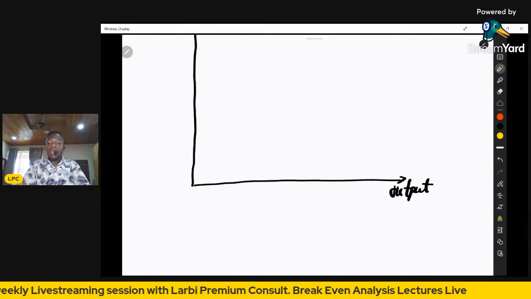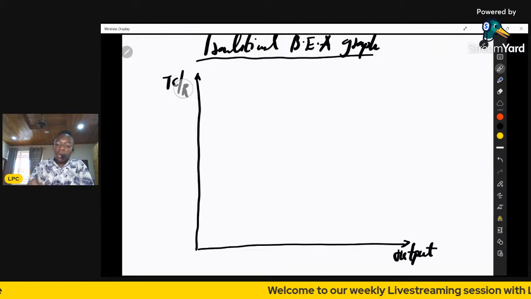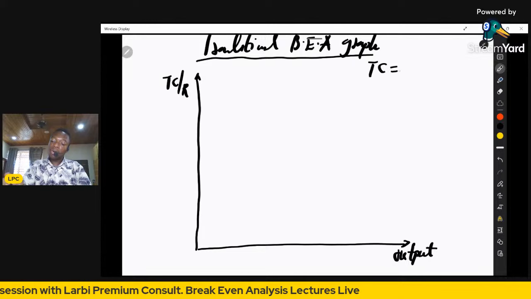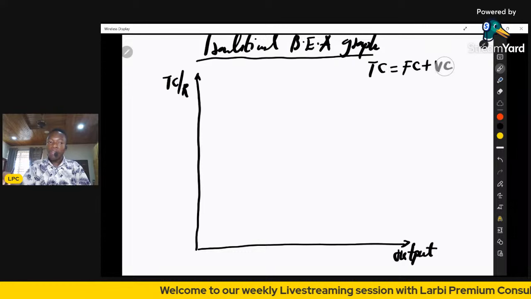Now I want to represent this graphically. We said break-even analysis establishes what relationship between our cost, revenue, and output, right? Total cost can also be segregated into a fixed component plus a variable component. So we want to illustrate how we can get a fixed cost on a break-even graph and how we also can get a variable cost on that line.